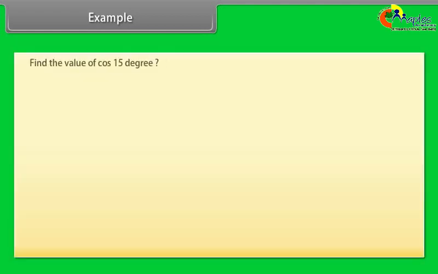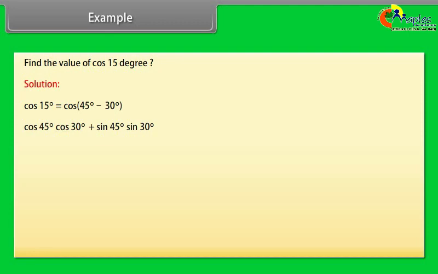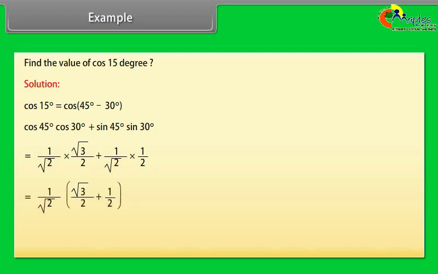Example. Find the value of cos of 15 degrees. Solution. Cos of 15 degrees is equal to cos of 45 degrees minus 30 degrees. That is equal to cos 45 degrees into cos 30 degrees plus sin 45 degrees into sin 30 degrees, which is equal to 1 by root 2 into root 3 by 2 plus 1 by root 2 into 1 by 2, which is equal to 1 by 2 root 2 into (root 3 plus 1).